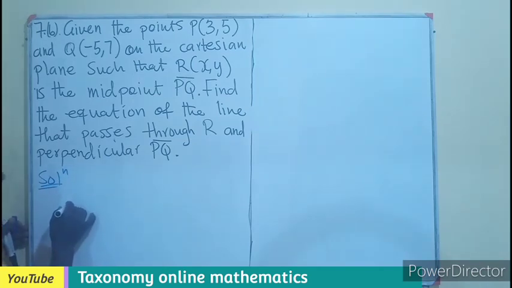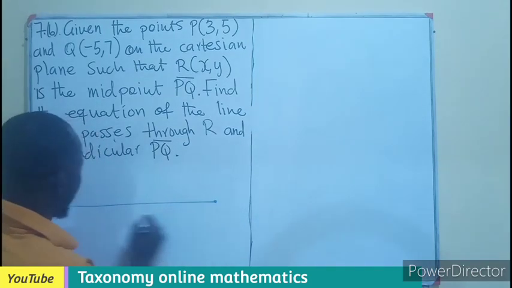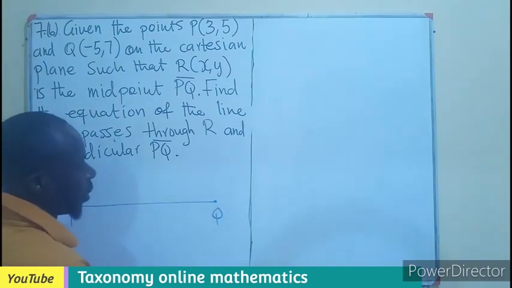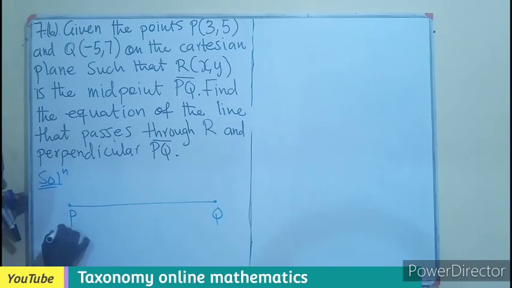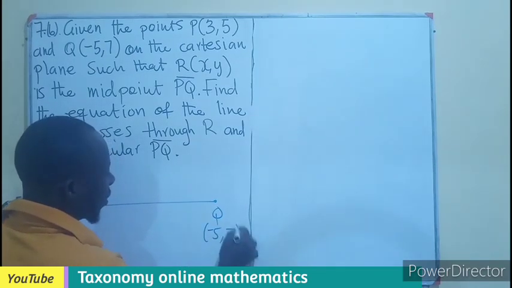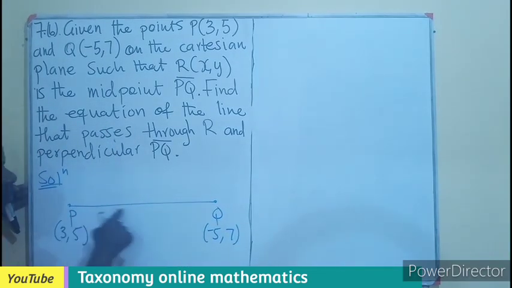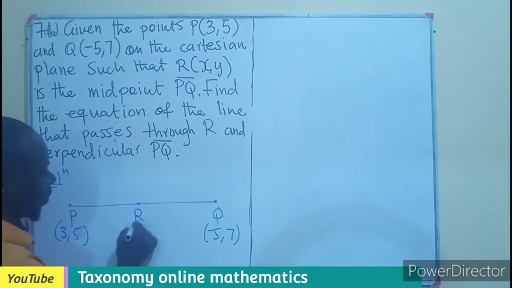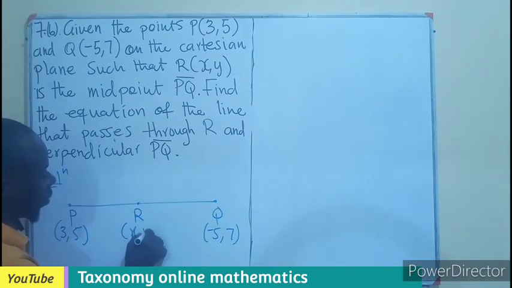Let's say we have points P and Q, with each point on the plane being (3, 5) and (-5, 7). They said the midpoint of this, let's label that R, and it also has coordinates x, y.